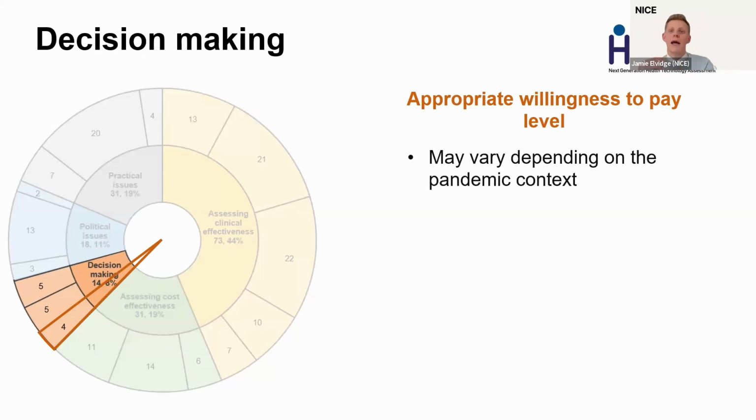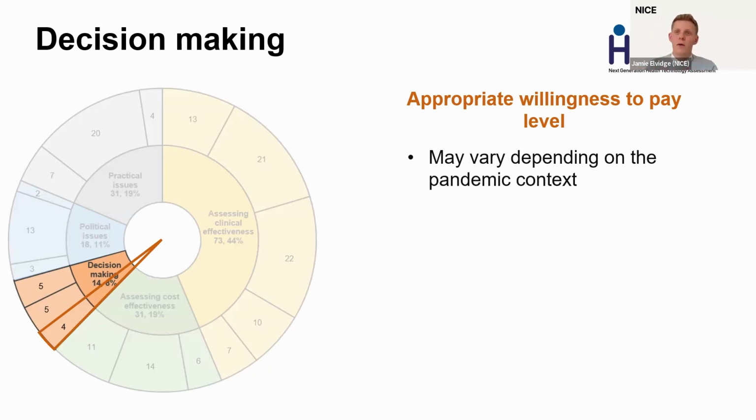Now, a higher willingness to pay level means that as a health system, we're happy to pay a lot of money for effective treatments, and a lower level means that we will not pay so much money. The price needs to be lower for health gains. There were some reflections that it might go up and down over the course of the pandemic.